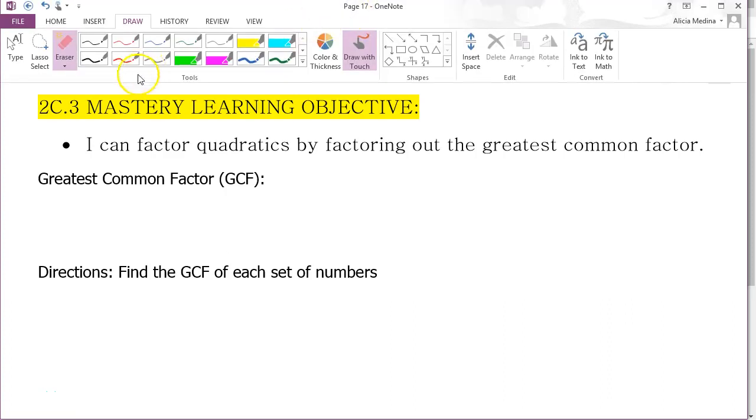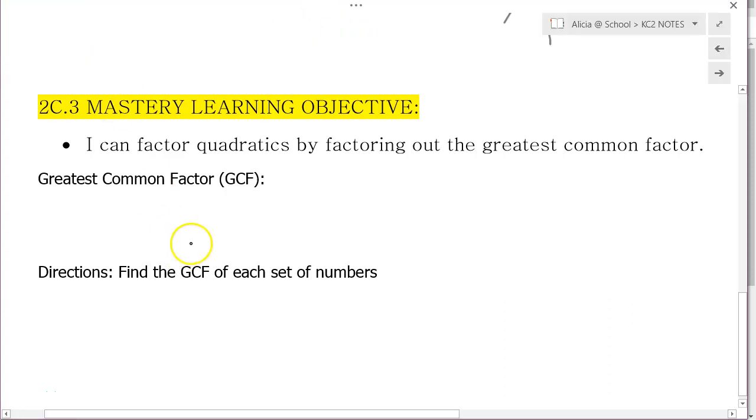Hey guys, in this video we're going to be covering target 2C.3, that is being able to factor quadratics by factoring out the greatest common factor. So the first thing is, well, what is the greatest common factor? It's also represented by GCF, so if I ever ask you to find GCF, I'm talking about greatest common factor.